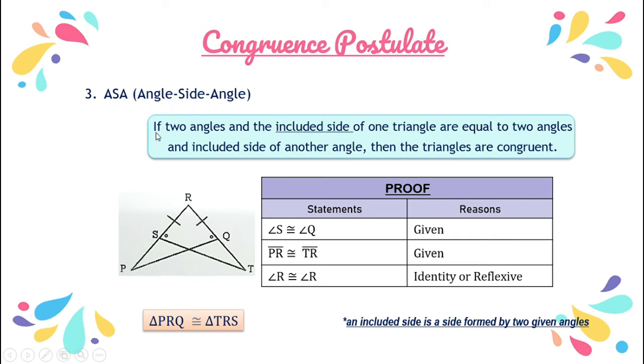The third method is ASA, angle, side, angle. ASA states if 2 angles and the included side of one triangle are equal to those of another, then the triangles are congruent. What is the included side? You can see in the corner. An included side is a side formed by 2 given angles.